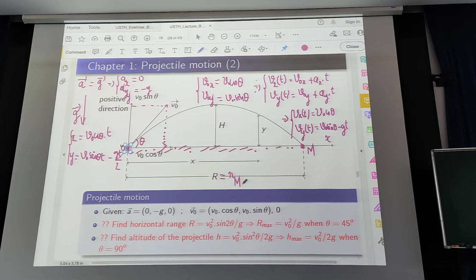So what do you think, at M which information do you have? Can you get the position along Y at M? Y at M equal to what? So when you're standing here, what is the position along Y?